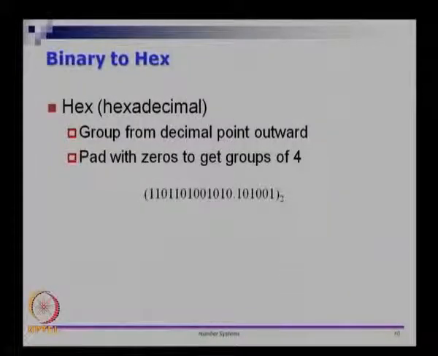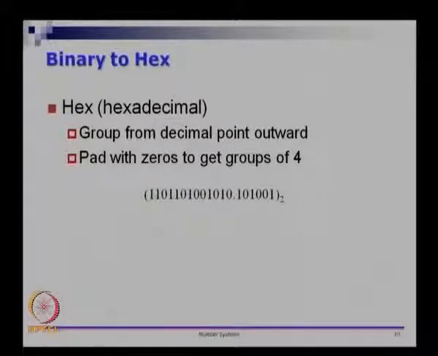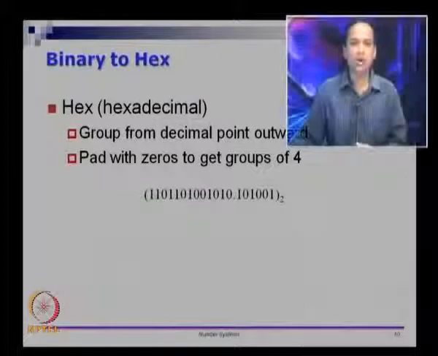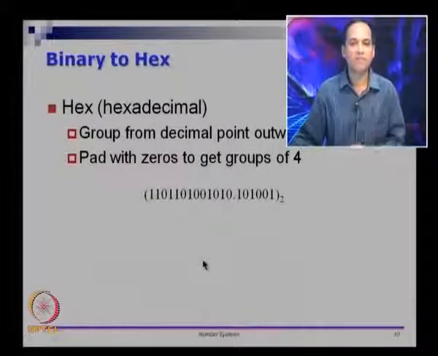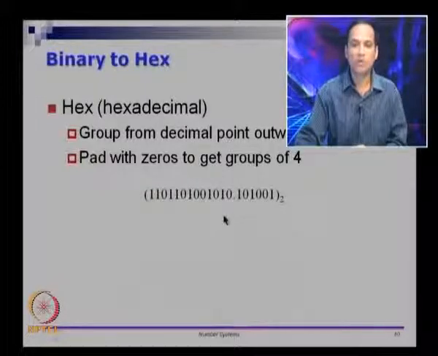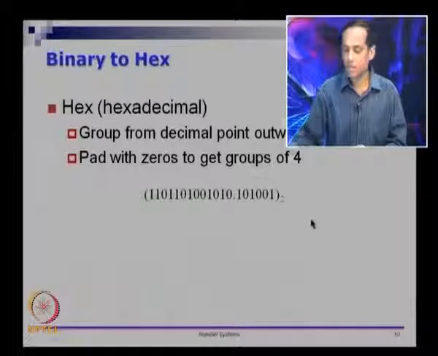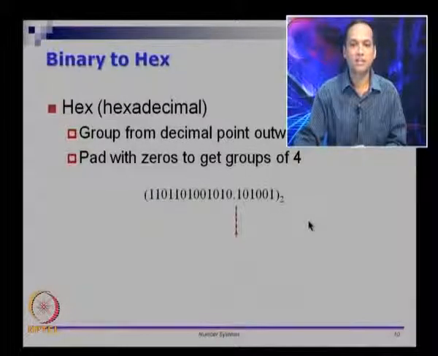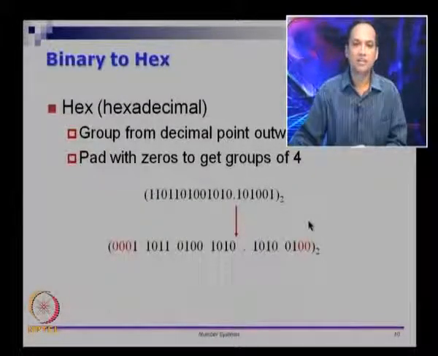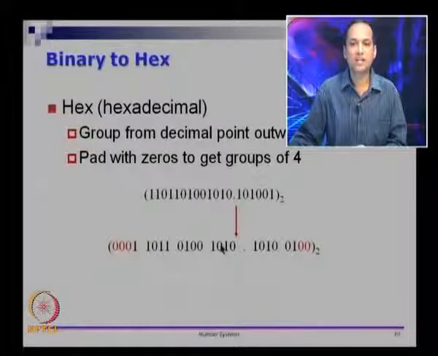Then for binary to hexadecimal, it is very easy to do that. You group from the decimal point outward, but pad with zeros to get groups of 4. So what it essentially says is you start from the decimal point and you move outward, outward meaning you move left for the integer part and right for the fractional part. So you start from here and you take 4 bits at a time and group them.